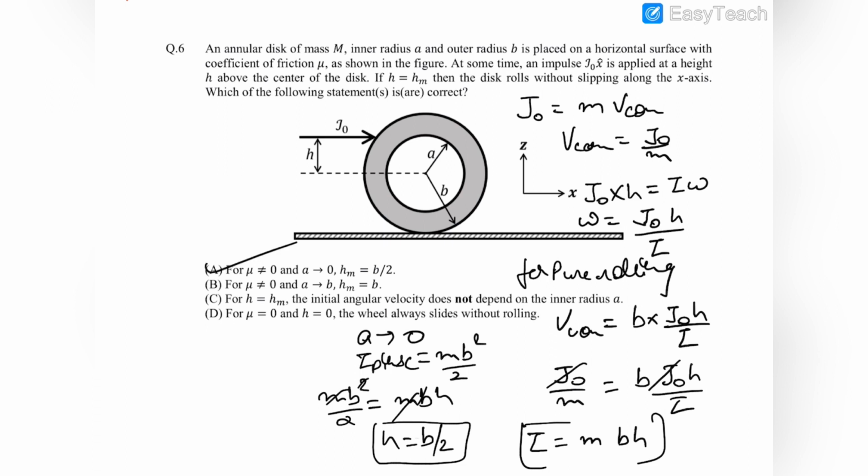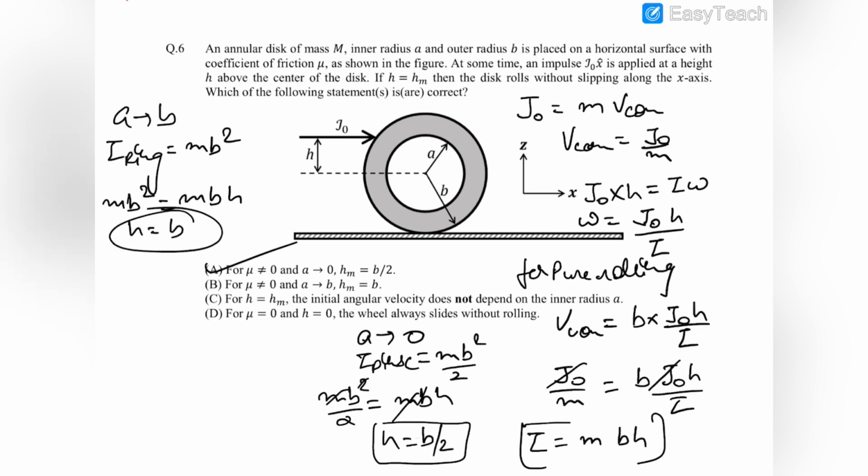Now to check option B, if a tends to b, then this would be a ring, and I ring would be m b square. So you can substitute the value m b square in this equation, and it would be equal to m b h. So h would be equal to b. So option B is also correct.